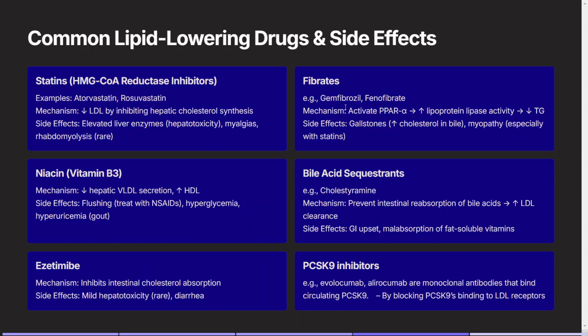So the common drugs and their side effects: we have statins, e.g., the HMG-CoA reductase inhibitors. Atorvastatin and rosuvastatin are the examples, Lipitor, Crestor. The mechanism of action is by inhibiting hepatic cholesterol synthesis. The side effects, because it's working in the liver, it can be hepatotoxic. And also, commonly, you can have myositis, myalgias, and rarely you can have rhabdomyolysis.